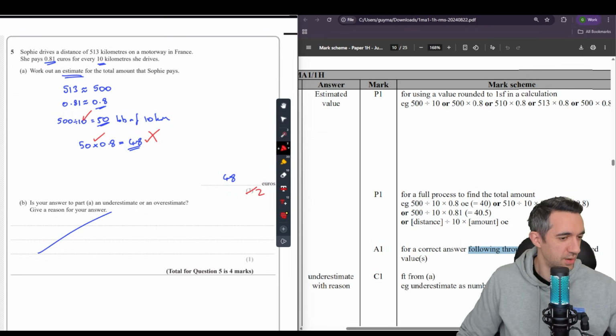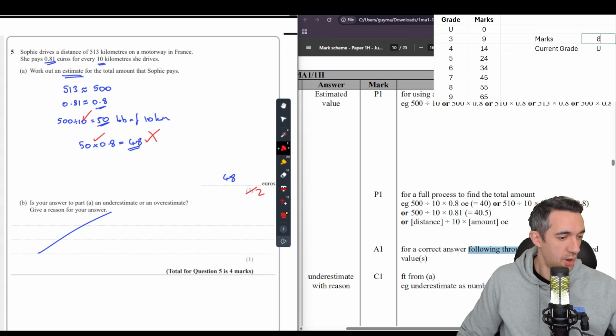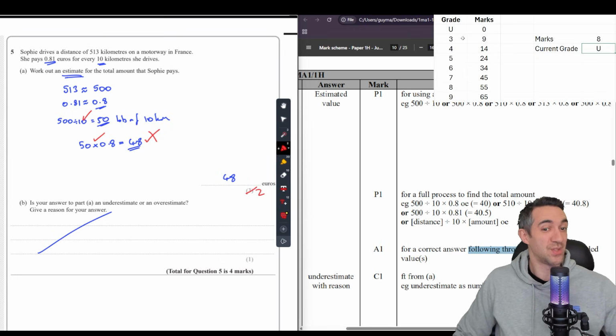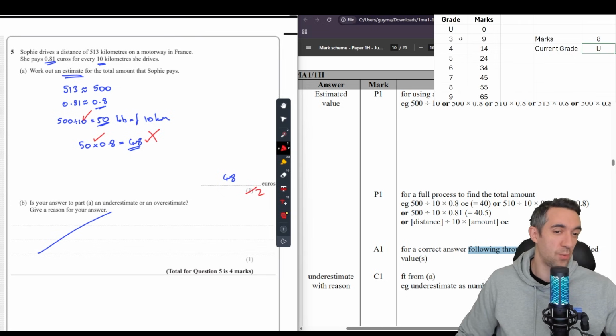Right, fantastic. My near misses are working so far. Oh, we've nearly got a grade. We're nearly there. We've nearly reached the grade 3, which is the lowest you can get on a higher paper. You can't get a 1 or a 2, but you can get a 3. So we've nearly registered a grade.